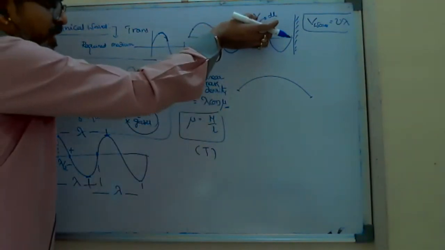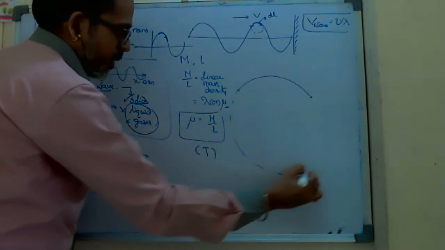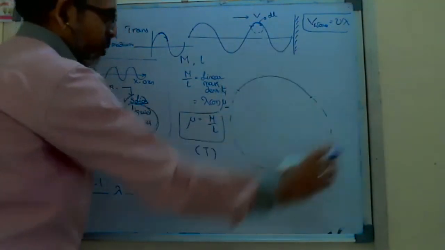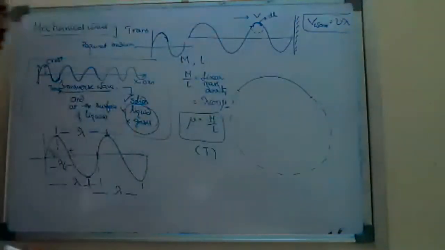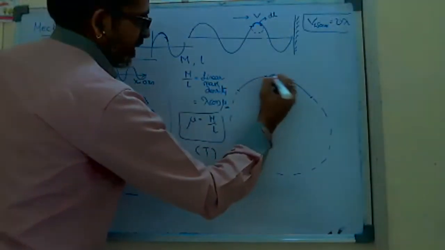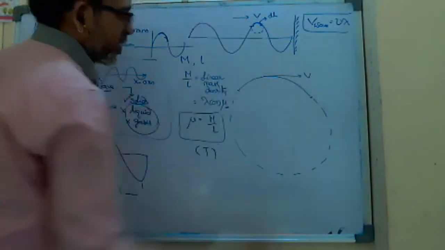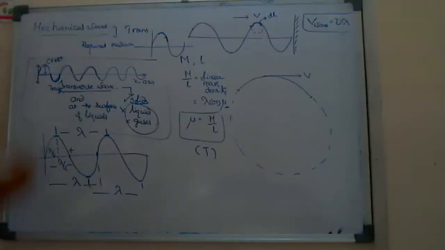So already I am taking the zoomed picture here. After zooming the picture, it will appear like one big one like this. Here the wave is propagating with a velocity v. This is the velocity of the wave, towards the right.